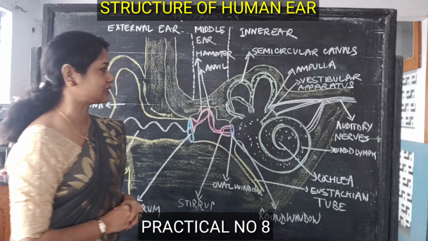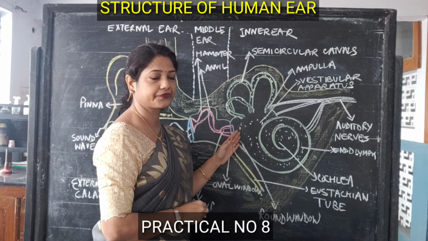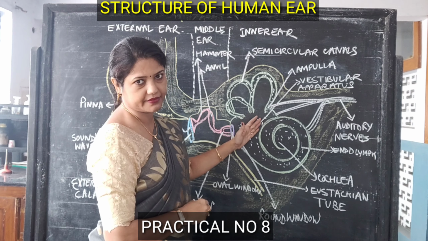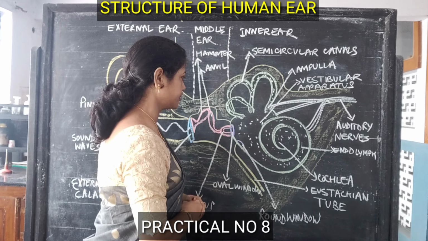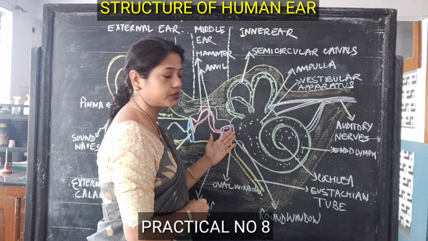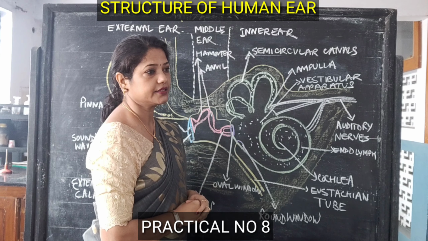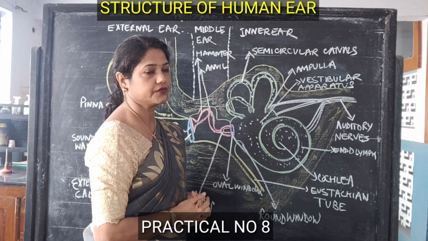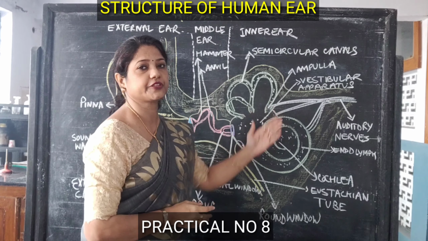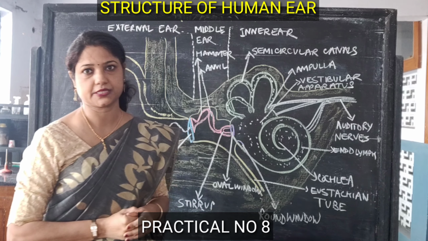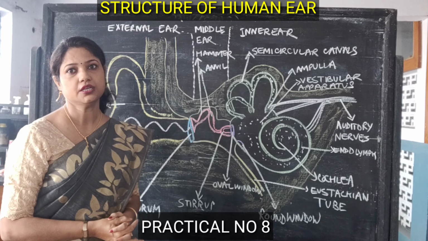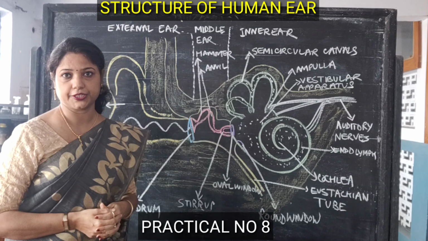The inner ear consists of the cochlea, semicircular canals and vestibular apparatus. In the inner ear, there are two membranous openings which are called the oval window and round window, and there are nerve fibers which are called auditory nerves. So these are the different parts of the ear. Now let us see how these structures function and perform the functions of the ear.